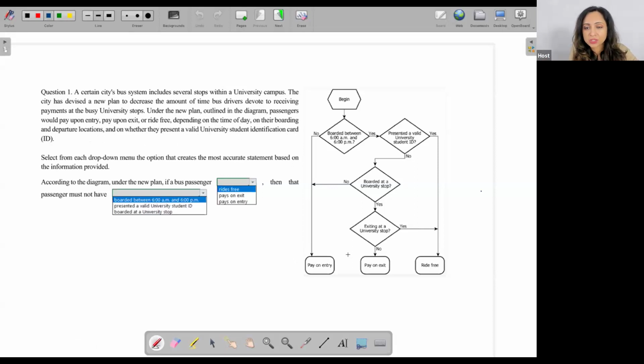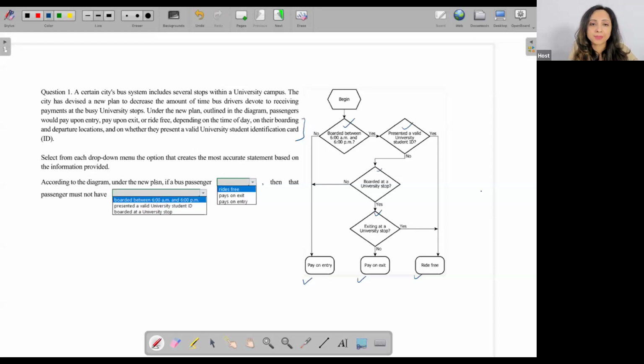So look, if I just look at this diagram, the end, of course, the result, what happens finally, that is what I'm looking at. So they're saying that either they pay on entry, or they pay on exit, or they ride free, depending on various factors, on their boarding and departure locations. And then I see there's something boarded between 6 to 7, presented a valid ID, etc. So then fine, this entire sentence makes sense, based on what the flowchart gives us. Again, I'm not going to evaluate if this is there, yes, if this is there, no. I just have seen what is given in the flowchart. How is it relevant? Essentially, you have to decide whether the person should pay on entry or pay on exit or ride free based on various conditions that are mentioned. Conditions like this, right? Now select from each drop-down that creates the most accurate statement. This statement is pretty much standard all across the graph questions.